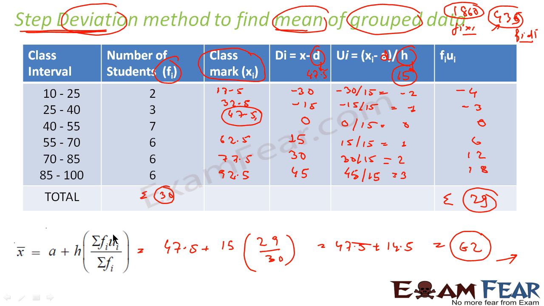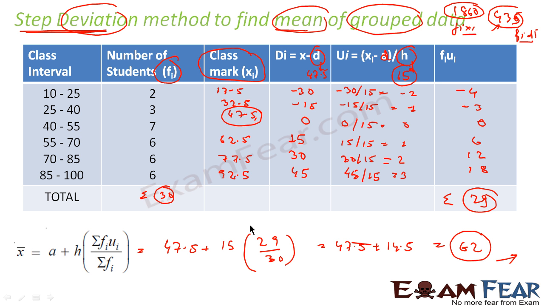In the first case, it was sigma Fi xi by sigma Fi. In the second case, it was A plus sigma Fi di by sigma Fi. And in this case, it is A plus H into sigma Fi ui by sigma Fi. If you see the pattern, it's almost the same. The summation pattern is almost the same. The formula pattern is more or less the same.